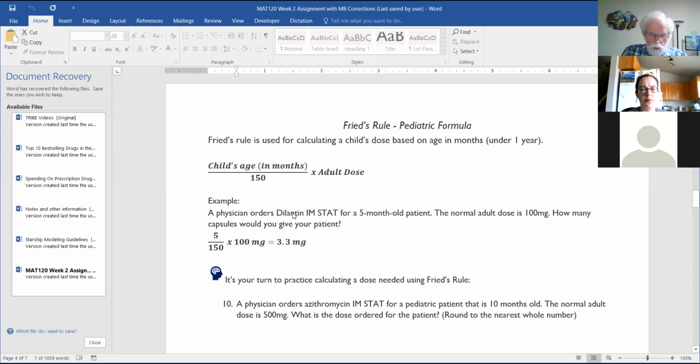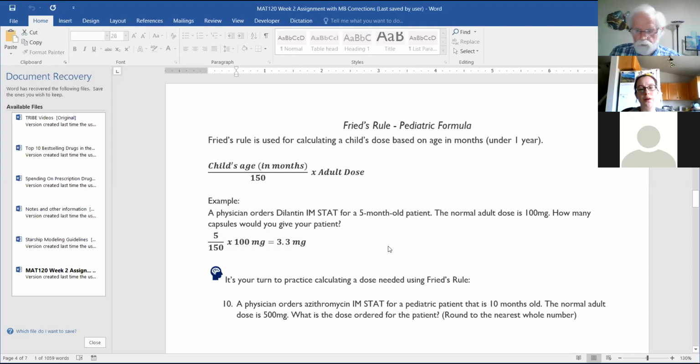So here we are going to look at another drug, in this case, Dilantin. And again, they're saying capsules, so this should be milligrams. It's to be given IM for a 5-month-old patient. So we have 5 divided by 150. And if the normal adult dose is 100 milligrams, this is 3.3 milligrams.